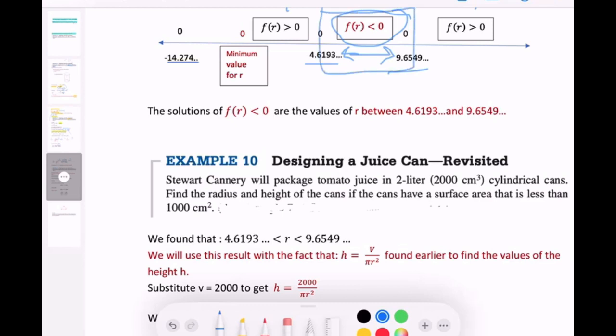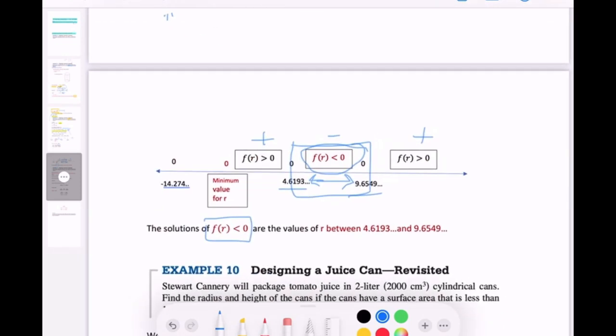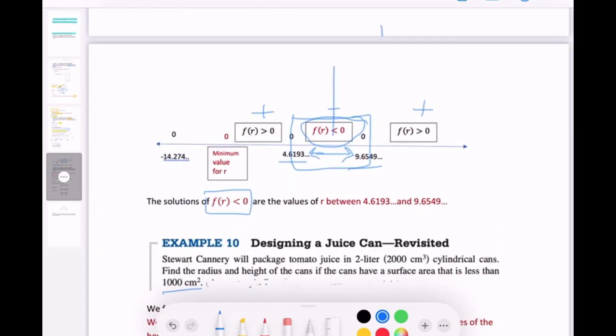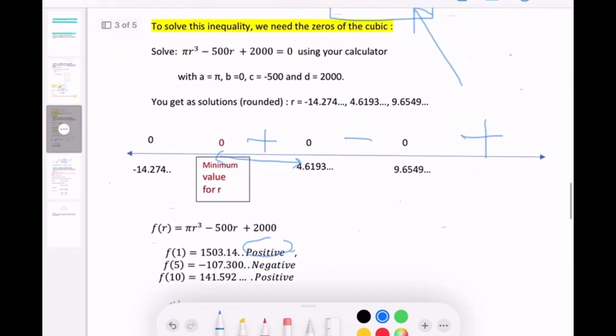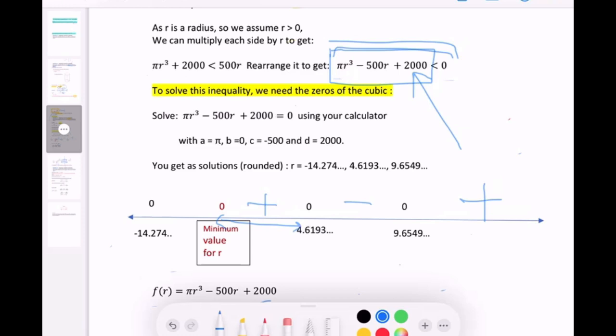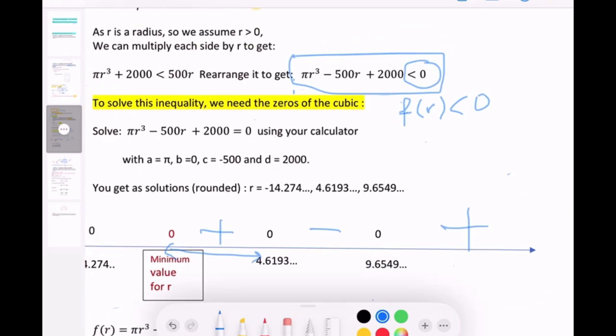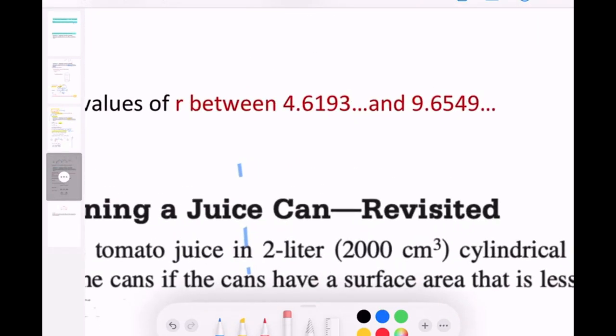Why am I looking for this? Because the problem says the surface area is less than 1,000. When I started with my surface area less than 1,000, I reached this inequality. That's what less than 1,000 means. So I'm looking for f of r less than 0. This is what I'm interested in, and that's why these two zeros, this 0 and this 0.